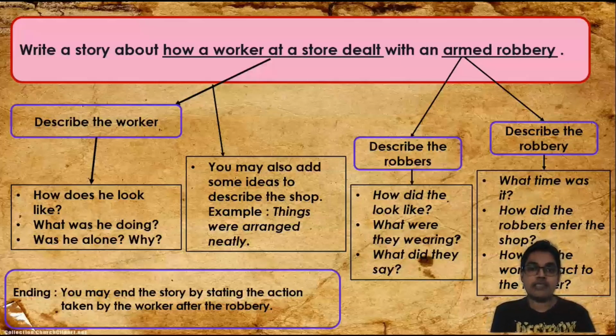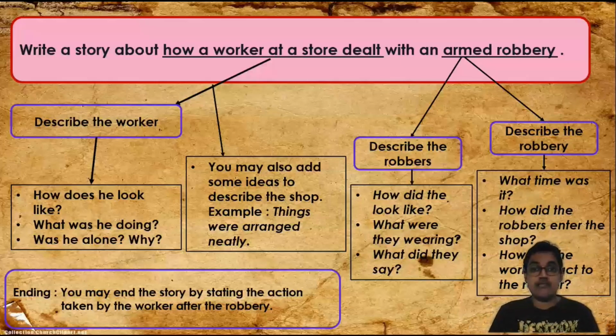As you describe the worker, you may also add some ideas to describe the store or the shop. For example, the things in the shop were arranged neatly. It shows the character is very hardworking, keeping the store neat and tidy. All these little ideas link to the story. A lot of times students write very short essays and do not know how to elaborate them to fit into the 350 word limit given. So these are some extra things that you can add in your essay.